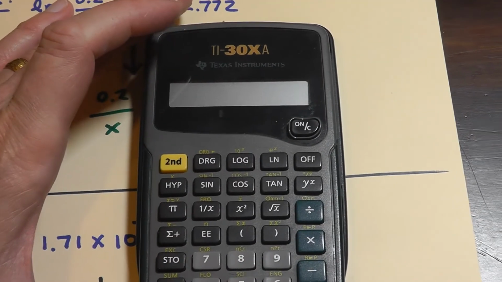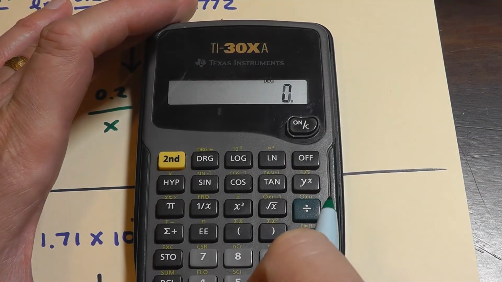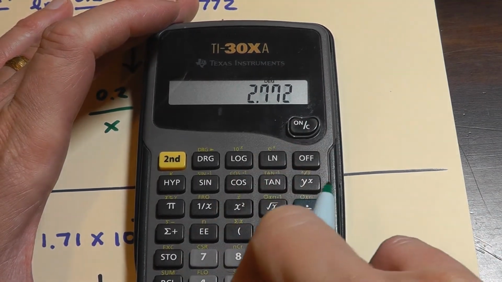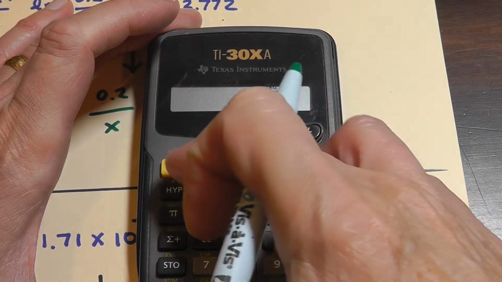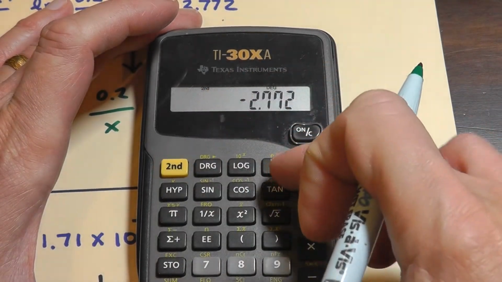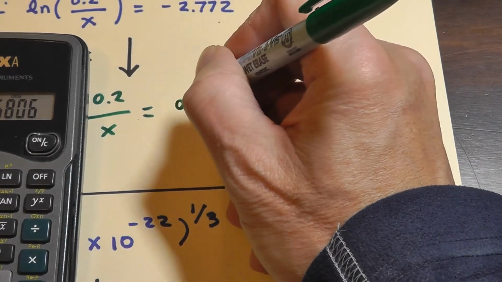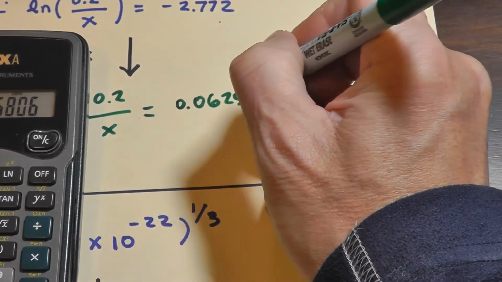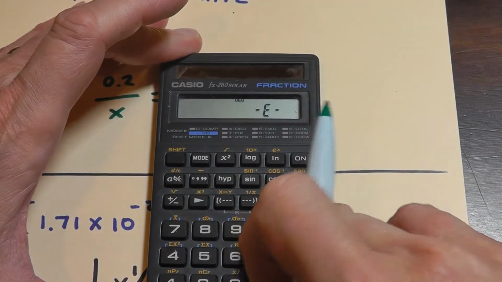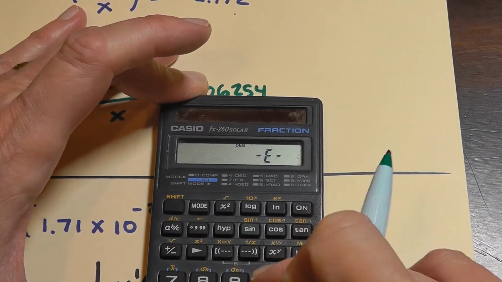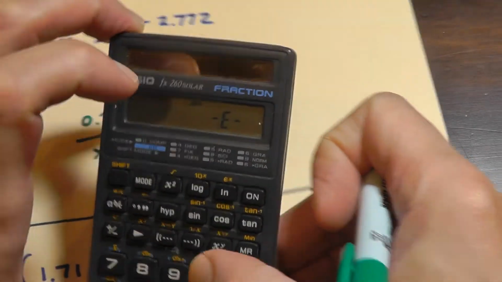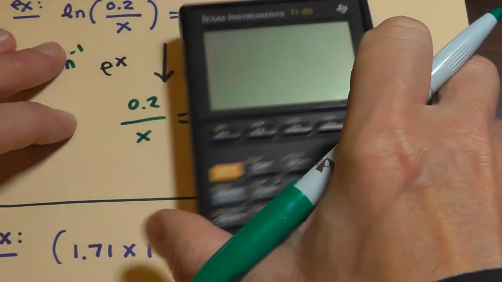Once again, get your trusty calculator. 2.772. This is the one I like better because I just have more experience with it. It's not any better. Second, natural log, there you go. 0.06625. Why did it give me an error? Oh, I can't even clear it. So maybe this one's freaking out. That's what we call in science freaking out.